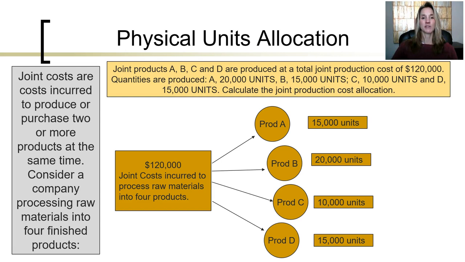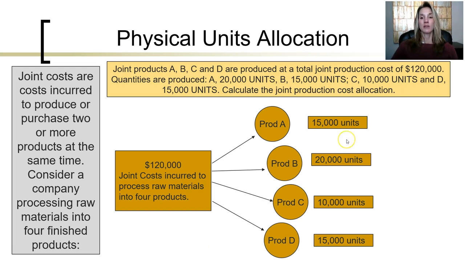So let's take a look at the physical units method of allocating joint costs. Recall that joint costs are costs that are incurred to produce or purchase two or more products at the same time. So consider a company that is purchasing raw materials and processing them into four finished products. Joint products A, B, C, and D are produced at a total joint production cost of $120,000. Thus, the joint cost of $120,000 for the raw materials plus the processing costs need to somehow be allocated to the four products that it produces.